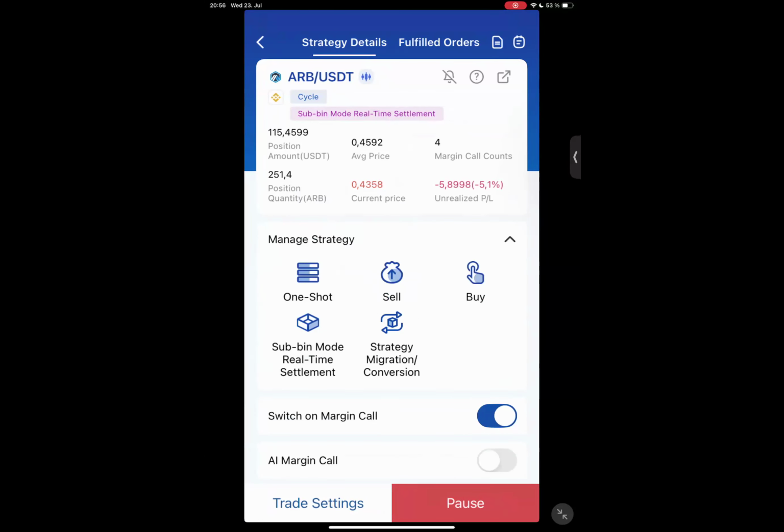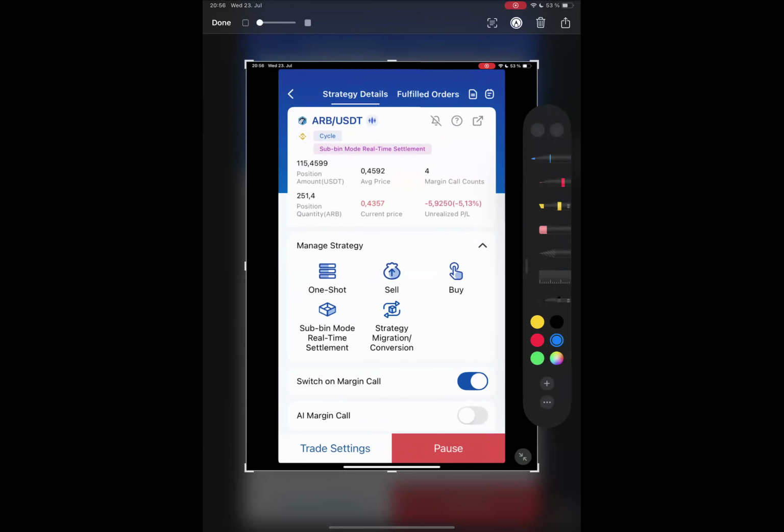If you see a trade like this and you want to change something concerning the trade settings, you tap on trade settings. It sends you to the trade settings page. You do the changes. Or it's on cycle and you want to put it on one shot, you simply tap on one shot.